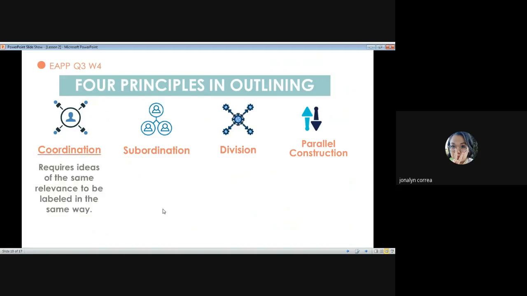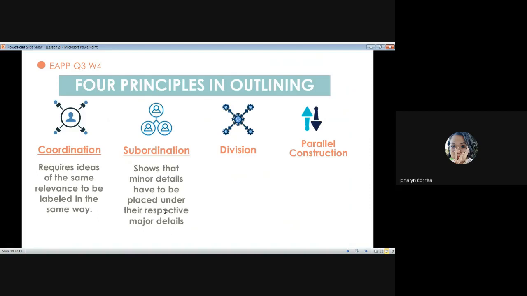So coordination, it requires ideas of the same relevance to be labeled in the same way. So which among your data can be considered as your major ideas, which among your data can be considered as your supporting details, which among them are considered as, what do you call this? Minor ideas. Then subordination, this shows that the minor details have to be placed under the respective major details. So you should be aware of the hierarchy of your ideas, the flow of these ideas, which belongs to which.